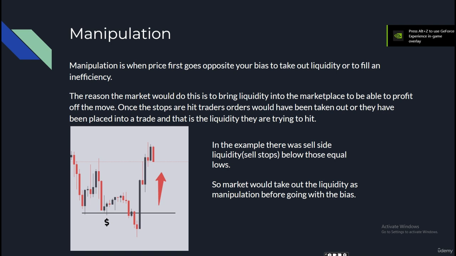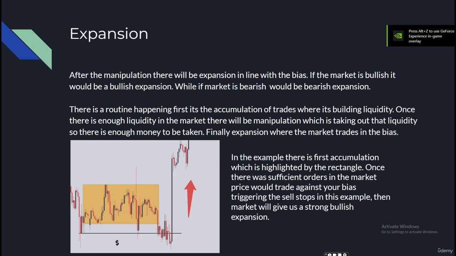So let's see what expansion is. After the manipulation, there will be expansion in line with the bias. If the market is bullish, it would be a bullish expansion, while if the market is bearish, it would be a bearish expansion. And that makes sense, wouldn't it? Because price will only want to reprice to that certain level where it's drawing towards. If price is drawing towards buy side liquidity on the higher time frame, we should expect that price will reach that buy side liquidity and wipe it out.